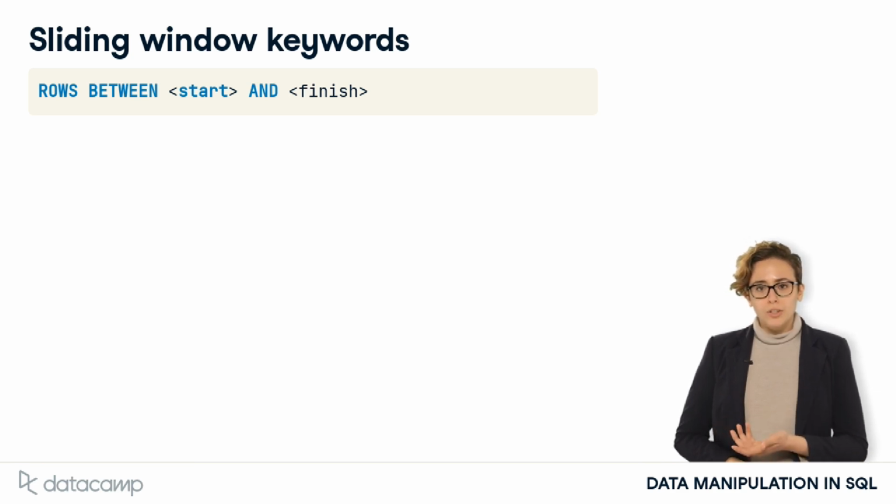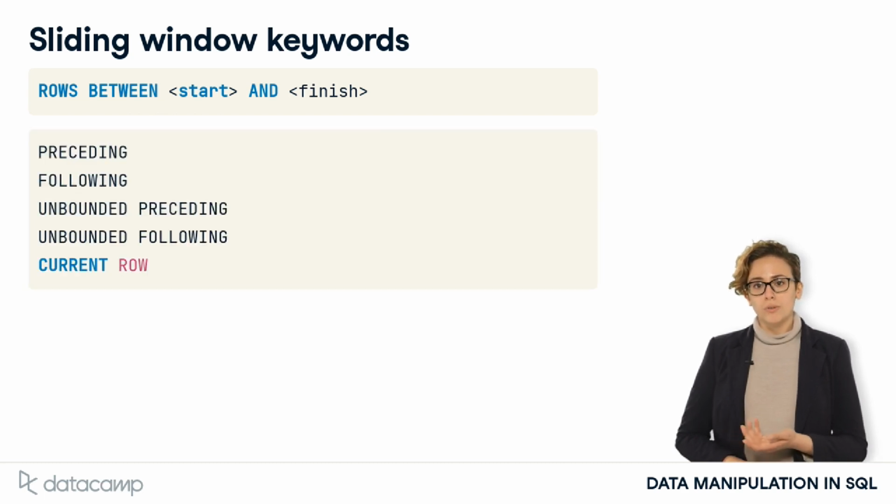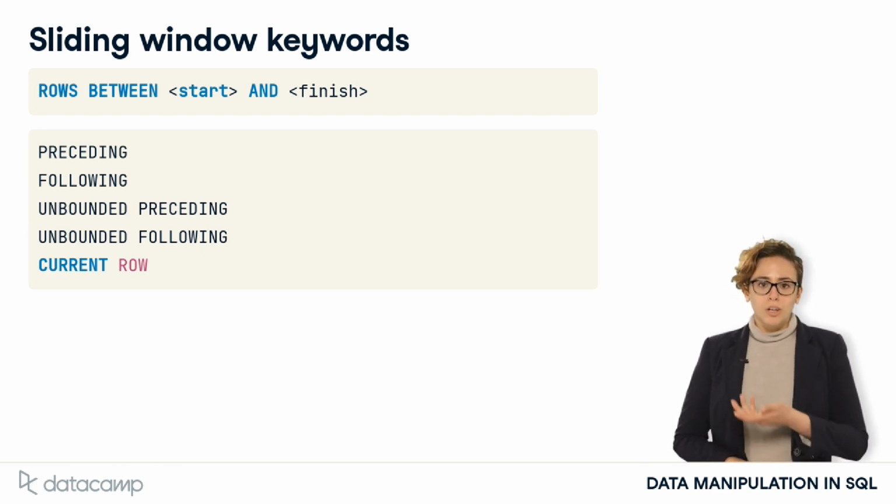For the start and finish in your rows between statement, you can specify a number of keywords as shown here. Preceding and following are used to specify the number of rows before or after the current row that you want to include in a calculation. Unbounded preceding and unbounded following tell SQL that you want to include every row since the beginning or the end of the dataset in your calculations. Finally, current row tells SQL that you want to stop your calculation at the current row.